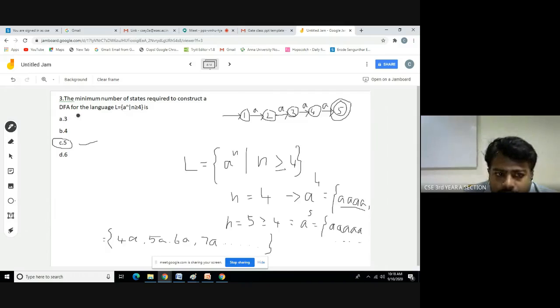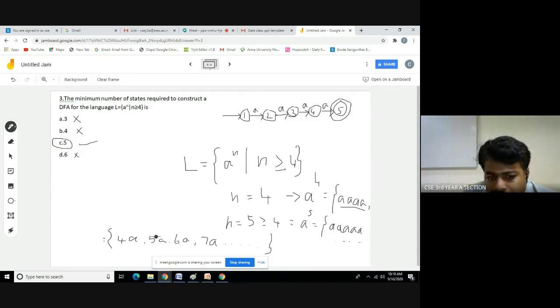3 is not the correct answer, 4 is also not correct, and 6 is also not the correct answer. Right? So why do I say 5? The first string for the given language is 4a. So to accept 4a, I need 5 states.